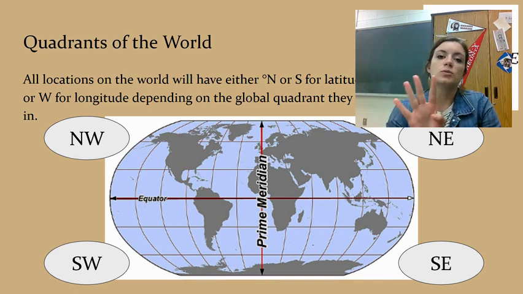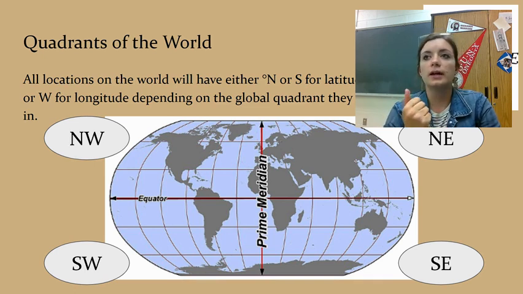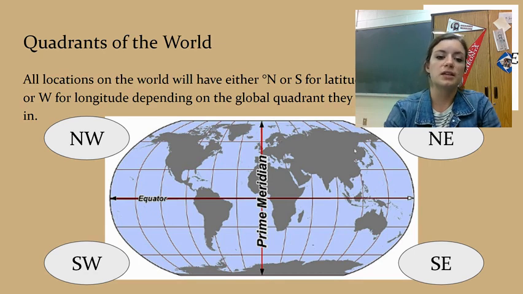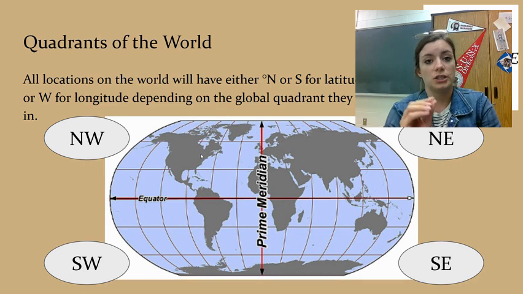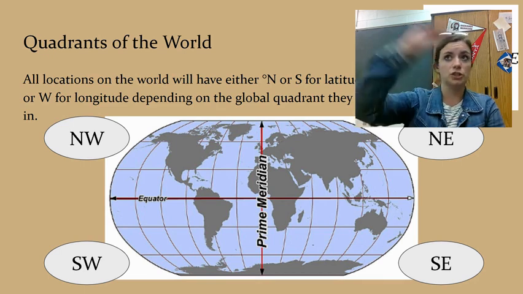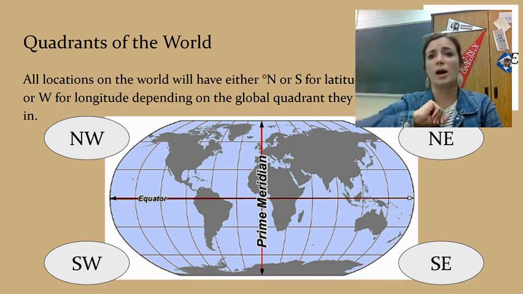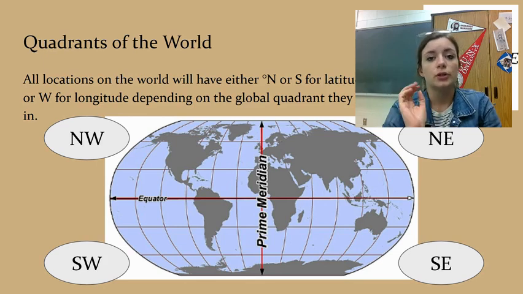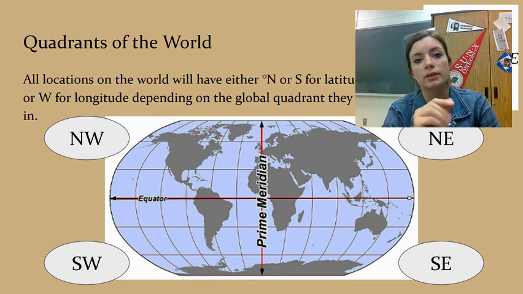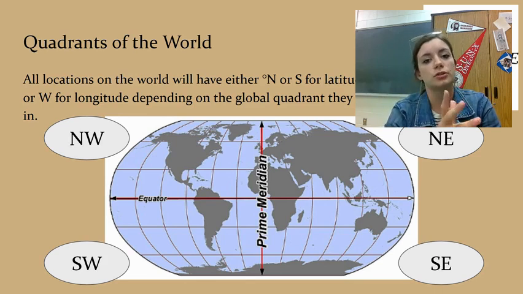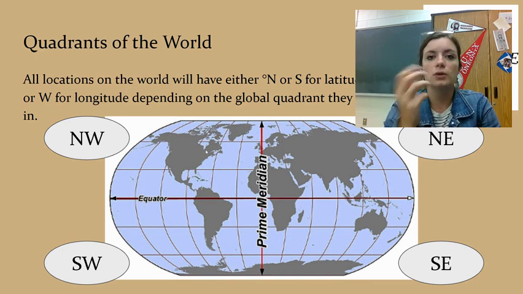So with that being said, because we have 4 quadrants, if you're a location in one of these quadrants, you will always have that quadrant's directions. For example, let's say here in the United States, we're trying to find Virginia. No matter if you're in Winchester or Culpeper or Blacksburg, you will always have latitude points that are degrees north as well as longitude degrees that are west, because we are in the northwest quadrant.